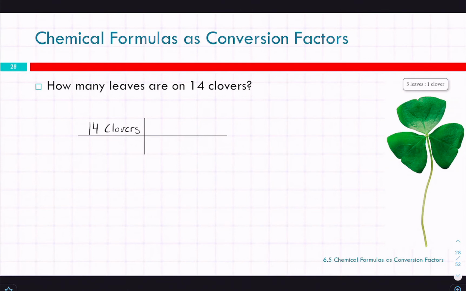And then we know that there's, given on the right here, 1 clover at the bottom, 3 leaves on top.